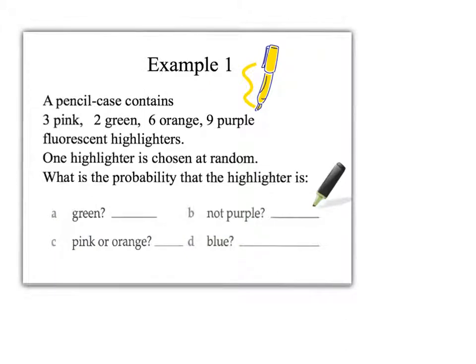An example here, we have a total of 20 highlighters, and so we're looking for these probabilities. You can just go through and do this yourself, but the probability of it being pink or orange, I have 3 pink and 6 orange, so that's going to be 9 out of 20. I can just leave it as a fraction.